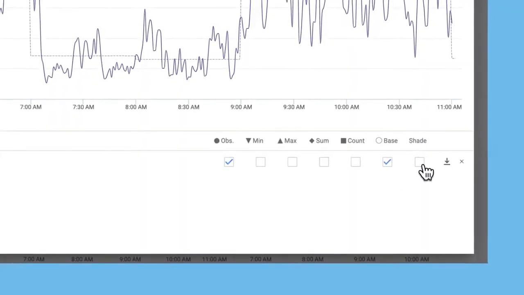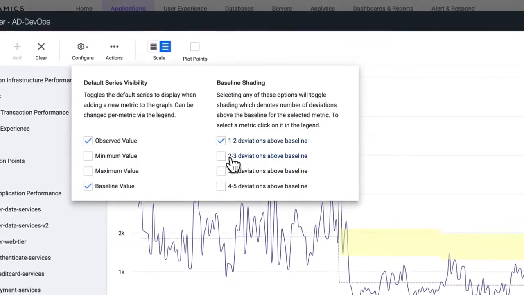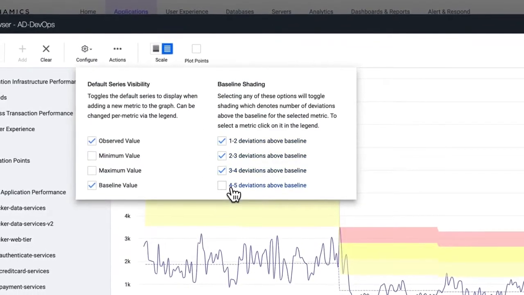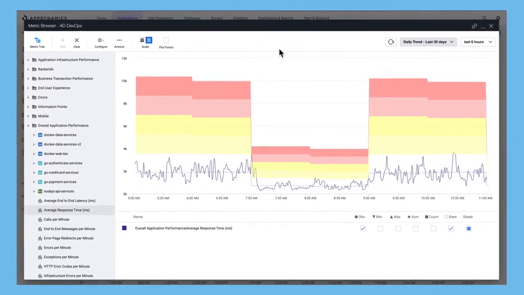There's a feature in the metric browser called baseline shading. By looking at the performance of a metric over time, we can easily determine how many standard deviations are required to either tune out noisy false alerts or generate actionable alerts.